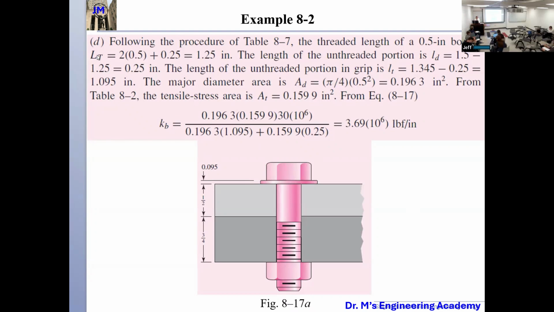So you need to calculate the LT, the total length. You need to calculate LD. LD is the unthreaded length. LT is the threaded length in the graph, and you can get it using this equation, and then you can calculate this one. AD can be calculated. For AT, you need to check the table. And usually if I test your understanding of this, AT is given. And then you use this.